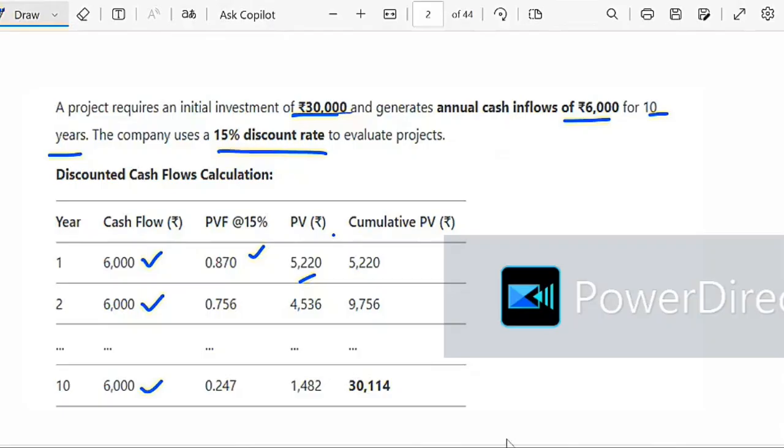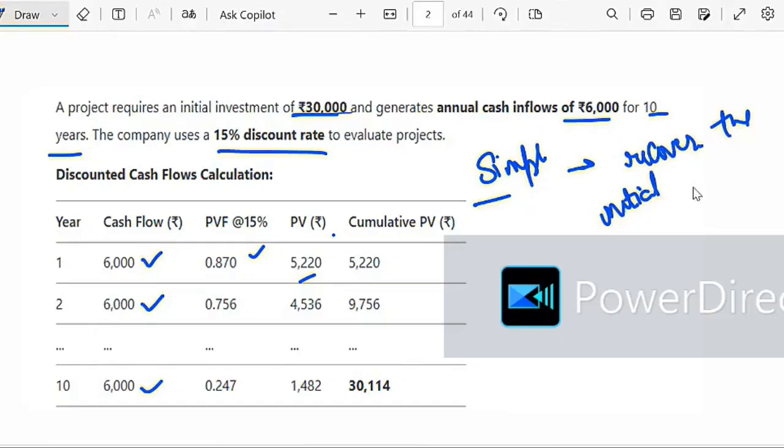So what is the meaning of simple payback period? Let me explain. It is just how long it takes to recover the initial investment. How long it takes to recover the initial investment, right? That is called simple payback period. So we ignore any time value of money in the simple payback period.